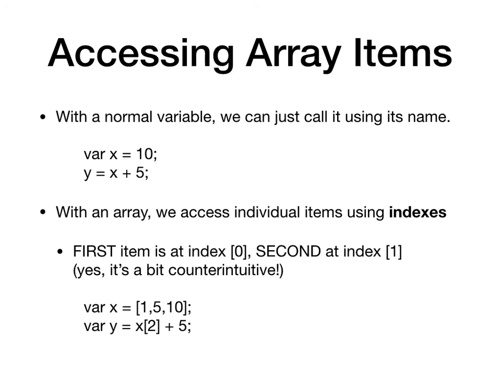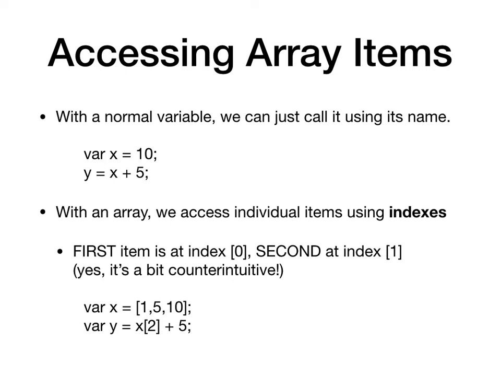So, to access array items: with a normal variable you would just call its name, right? If I say var x is 10, and then I say y equals x plus 5, x in that second statement, we know it has 10 in it, so y equals 15. We've called x to get its value out. With an array, you do it a little differently.